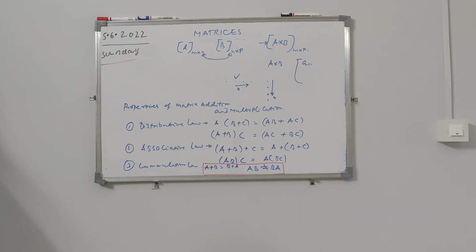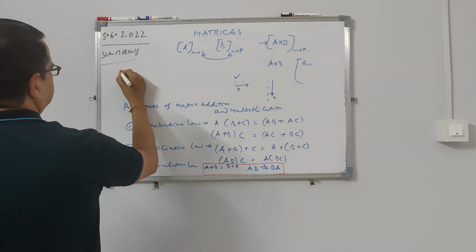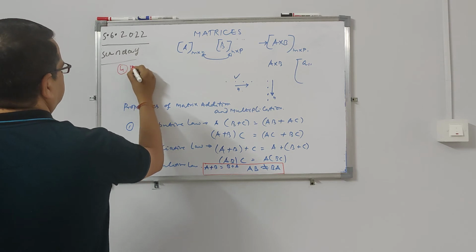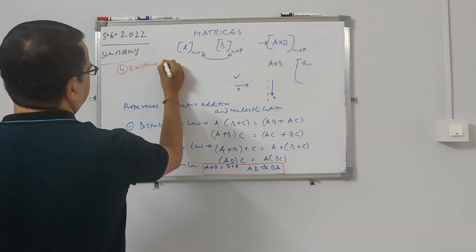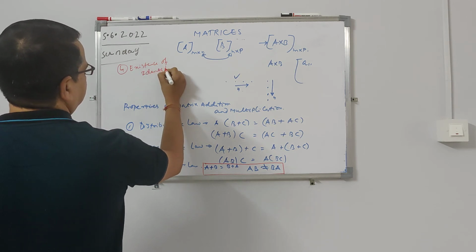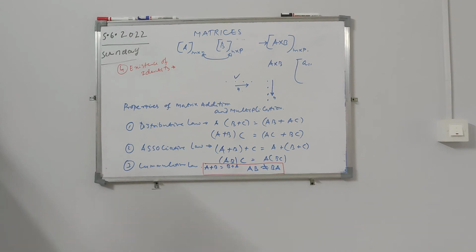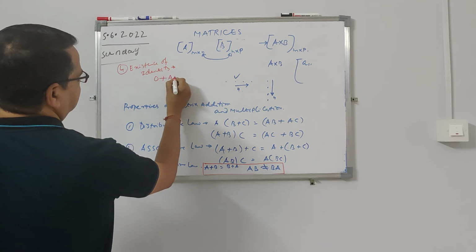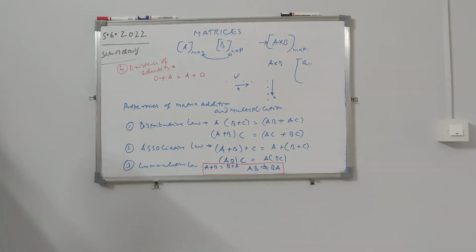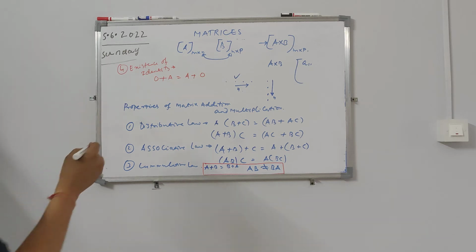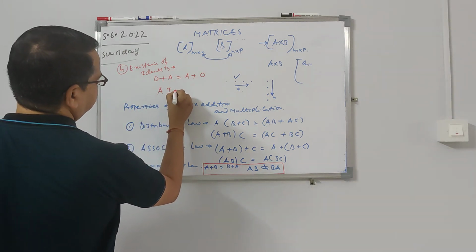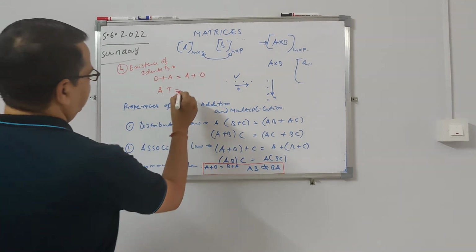And then existence of identity in addition or multiplication. Existence of identity means if you add a null matrix, 0 plus A is equal to A plus 0. And in multiplication, if you multiply an identity matrix, not a null matrix, A into I, I into A, this I is the identity matrix.